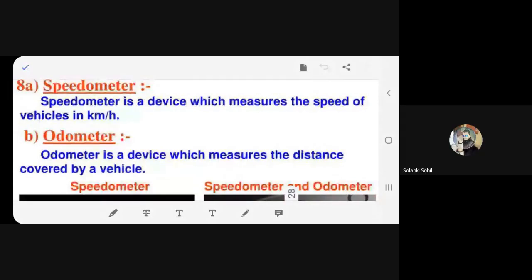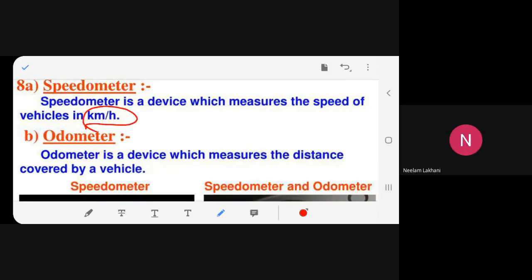Speedometer. Speedometer is a device which measures the speed of vehicles in kilometer per hour. You agree? Just a moment. When I stop, you have to stop. Do you agree with what is written in the speedometer? Yes, ma'am. Fine. So which unit are we taking? Kilometer per hour, the largest unit. Okay.